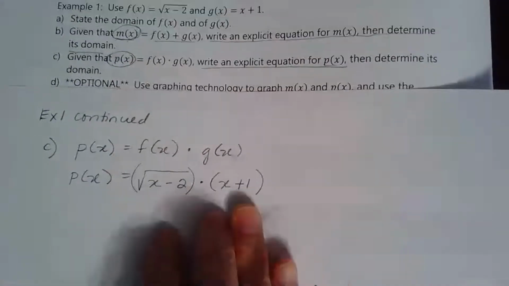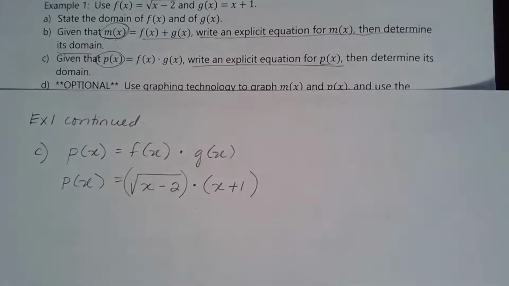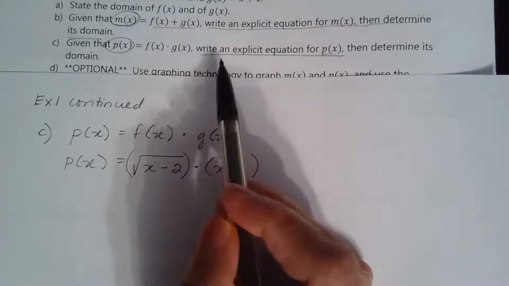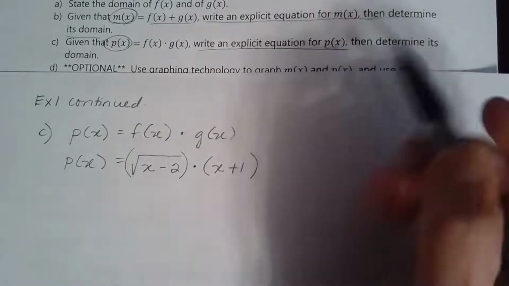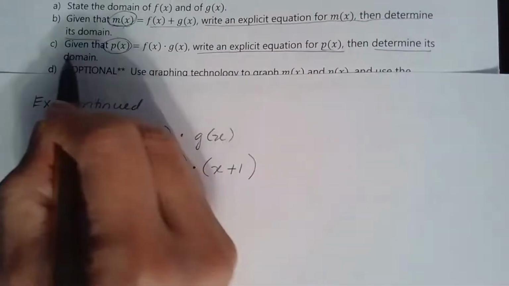Okay, so we can write it like that. We can leave it like that. And looking at this one again, write the explicit equation. We did that. Then determine its domain.